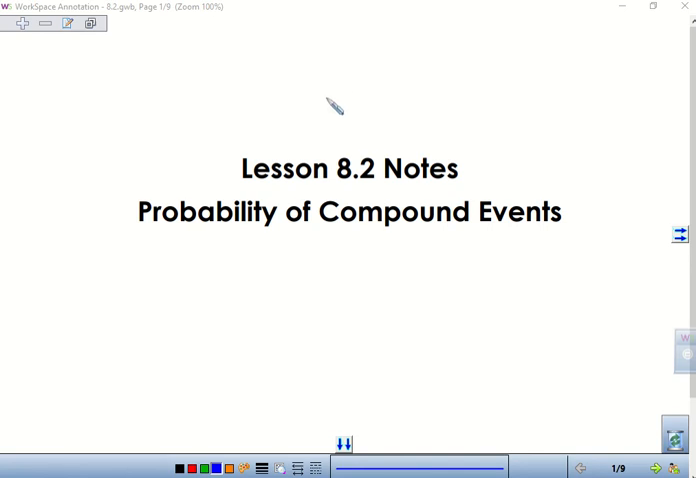So today we're going to be doing 8.2, which is going to be probability of compound events. So this is more than one event happening, either at the same time, one or the other, and then one thing happening and then another thing happening.